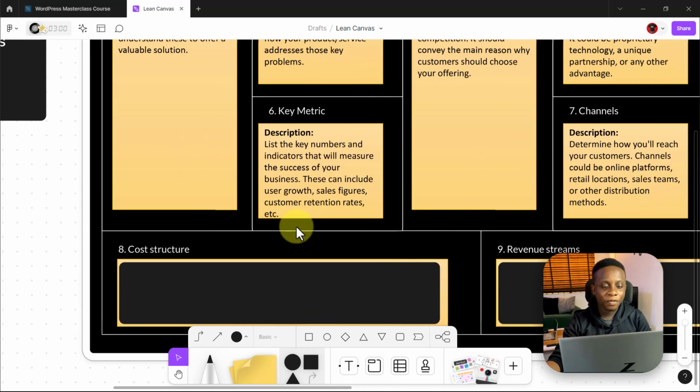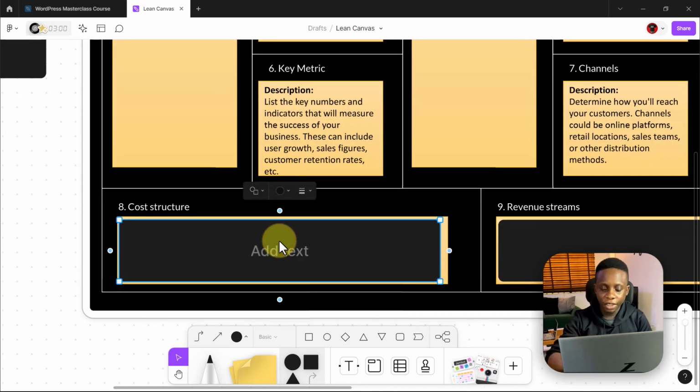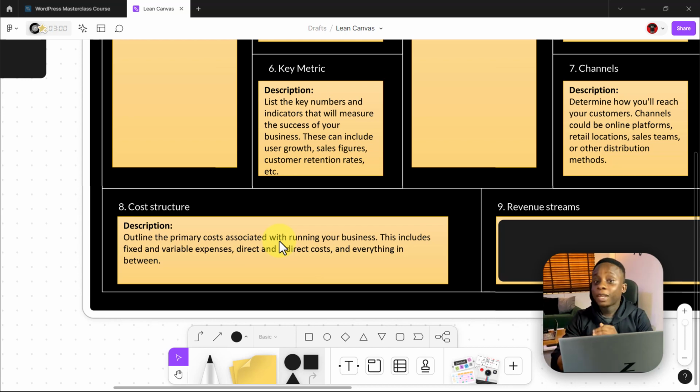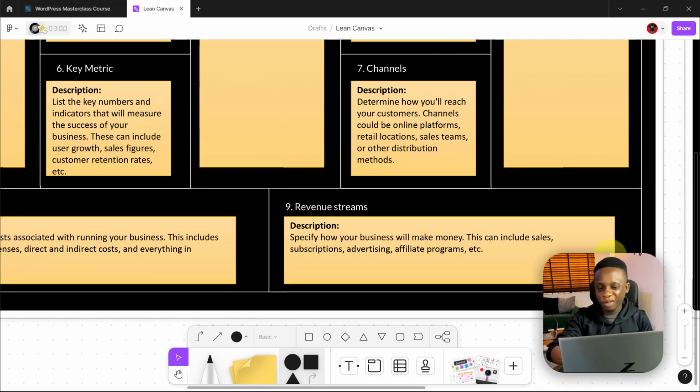Then we have the second to the last, which is cost structure. Outline the primary costs associated with running your business. This includes fixed and variable expenses, direct and indirect costs, and everything in between. Just say, what will it cost you to build your app, or to build your business or the platform that you want to build? Then revenue streams: how are you going to make money with this platform? Specify how your business would make money. This includes sales, subscriptions, advertisement, affiliate programs, etc.